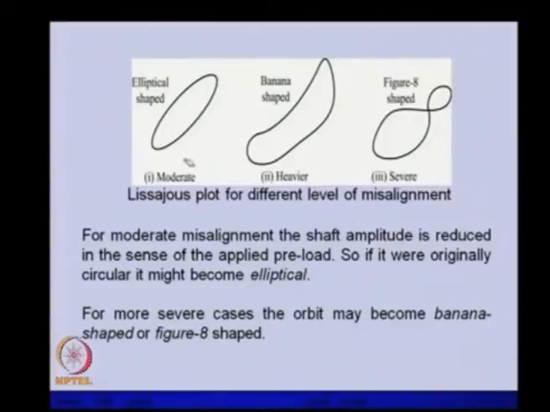For moderate misalignment, we will be having an elliptical shape of the orbit or the Lissajous plot, which is nothing but the x and y plot as we have shown earlier. But for heavier misalignment, we have a banana shape, or for very severe misalignment, we will be having a shape of 8 or maybe multiple loops we may find because of severe misalignment. So, by looking into these plots, we can pinpoint whether the rotor system is having some kind of misalignment, and what is the degree of misalignment we can identify with this.